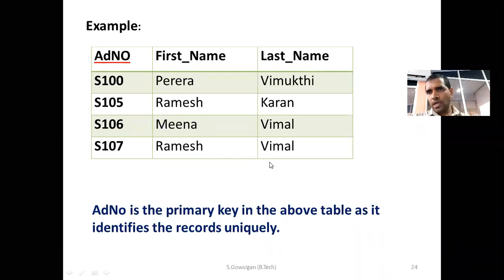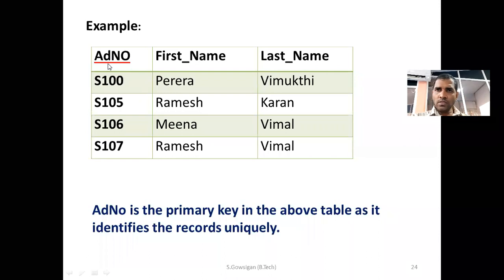Even last name can have duplication. But you selected admission number as primary key because admission number can never be duplicated. S100 cannot be entered again. S105 cannot be entered again because that belongs to Pereira. That number will never be given to another student. So that must be unique, right? So that is the primary key here.